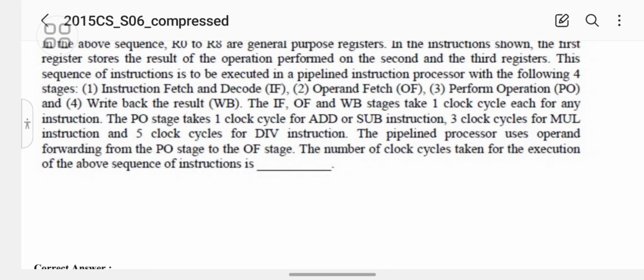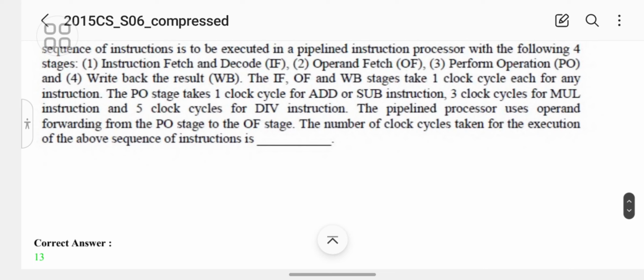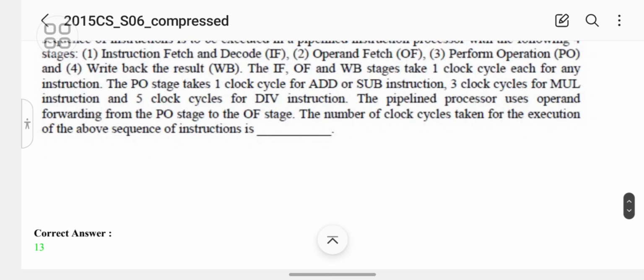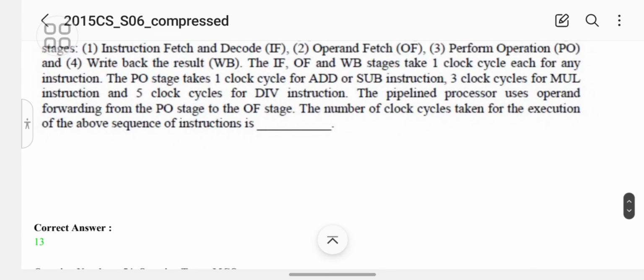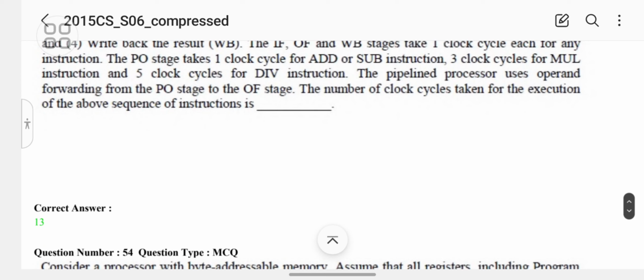1. Instruction fetch and decode, IF. Second, operand fetch, OF. Third, perform operation, PO, and fourth, write back the result, WB. The IF, OF and WB stages take 1 clock cycle each for any instruction. The PO stage takes 1 clock cycle for an add or subtract instruction, 3 clock cycles for a multiply instruction, and 5 clock cycles for a division instruction.